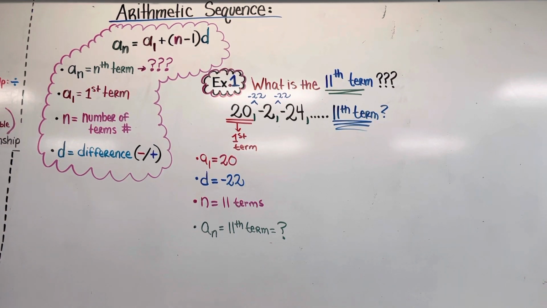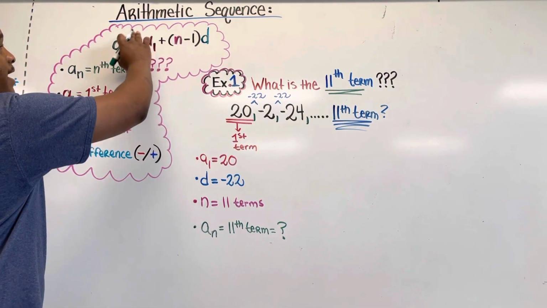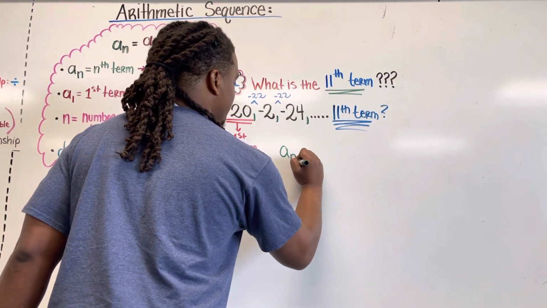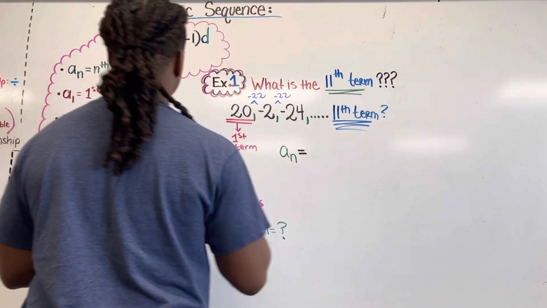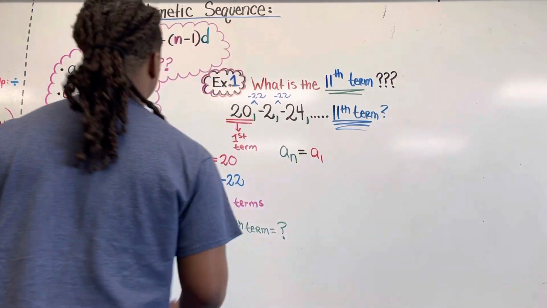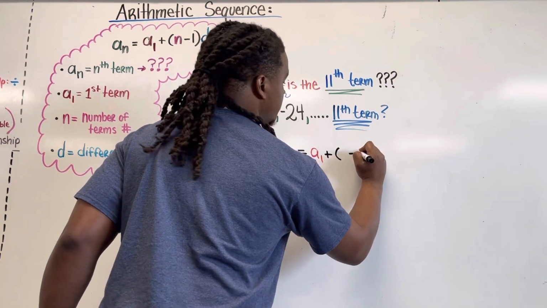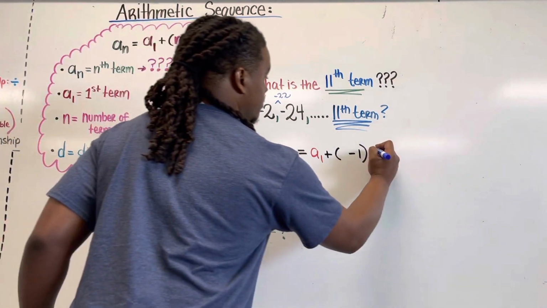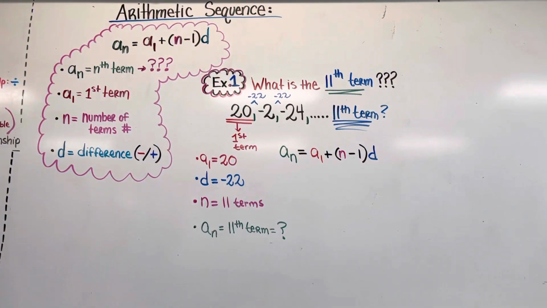So now all we're going to do is plug in these values that we came up with into the arithmetic sequence formula. So I'm going to rewrite the formula. I have a_n equals a_1 plus parentheses n minus 1 parentheses closed times the difference between each term. This is what you should have.